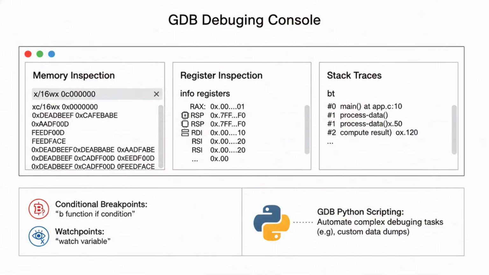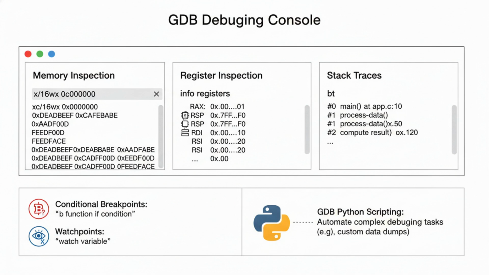Beyond basic stepping and variable inspection, GDB offers a rich suite of advanced techniques that are particularly powerful for complex kernel module debugging. To delve into memory contents, commands like x/nx address, e.g., x/16w 0xc00000 to examine 16 words in hex, allow you to view raw data at specific addresses. You can inspect CPU registers with info registers to understand the processor's current state. Navigating function call chains is simplified with bt, backtrace, which provides a full stack trace.